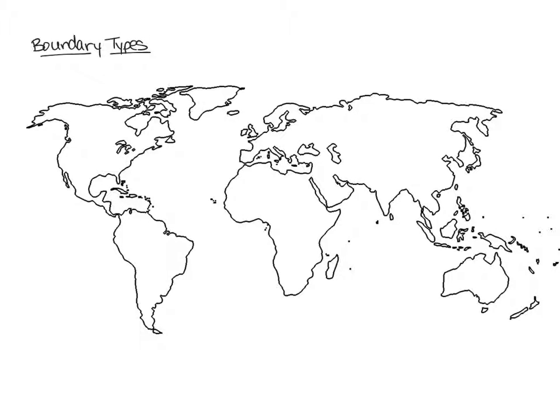Okay, and there's two types of boundaries. You've got natural boundaries, and natural boundaries are going to include things like mountains, desert, and water. Okay, and we're going to put examples of those.